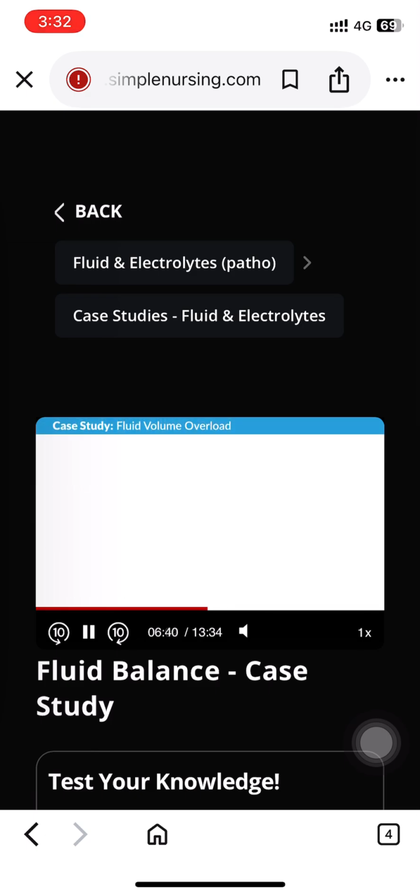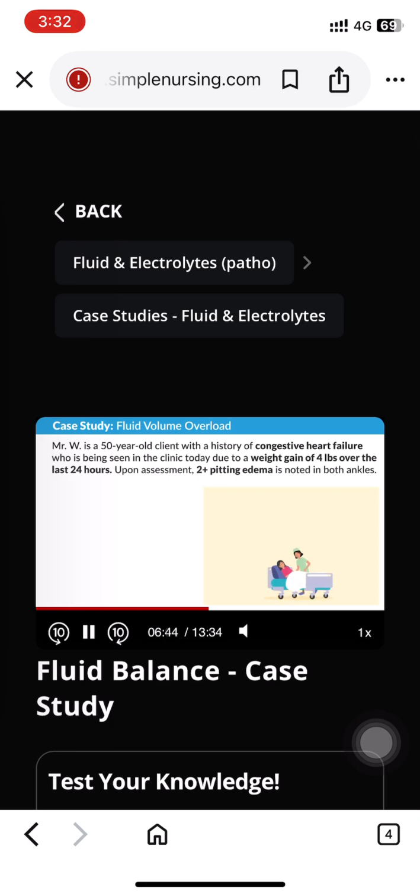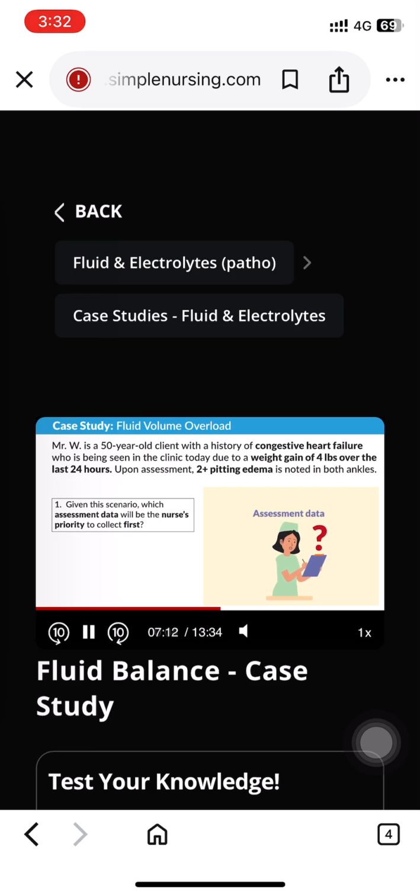Now moving on to the case study for fluid volume overload. Mr. W is a 50-year-old client with a history of congestive heart failure, who is being seen in the clinic today due to a weight gain of 4 pounds over the last 24 hours. Oh snap, that's a lot. Upon assessment, 2+ pitting edema is noted in both ankles. Okay, so huge key words here for worsening heart failure. So, question number 1. Given the scenario, which assessment data will be the nurse's priority to collect first? So go ahead and pause the screen and try your best to answer this question in 60 seconds or less.